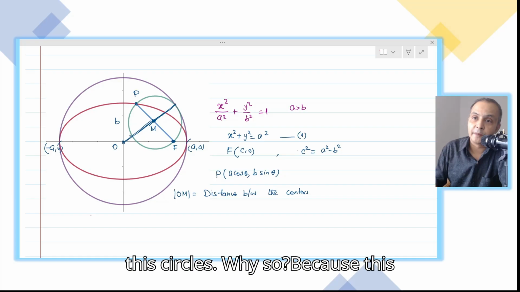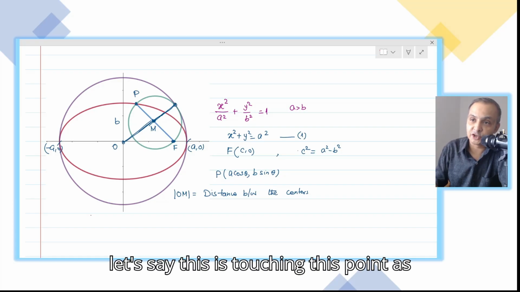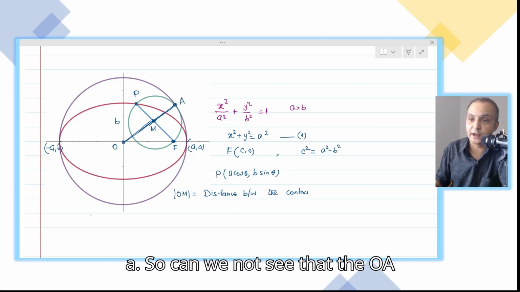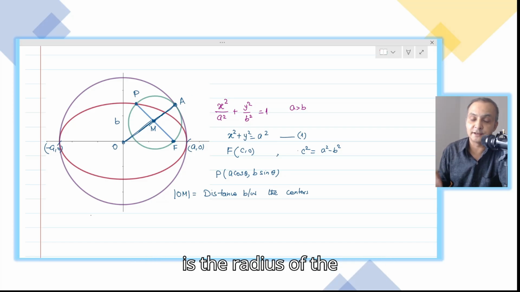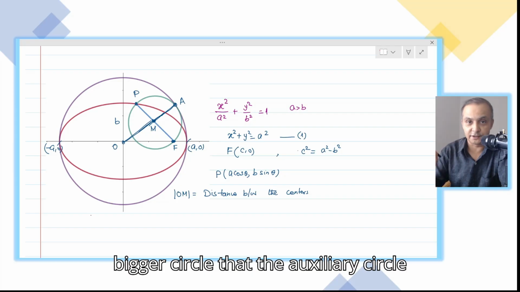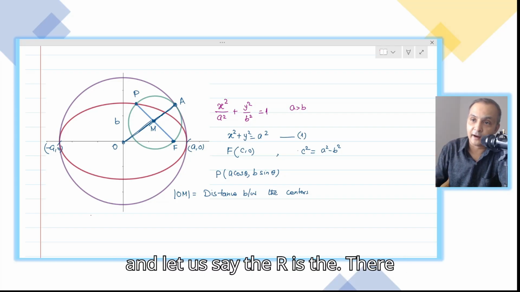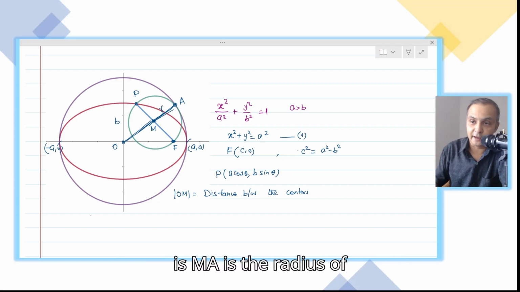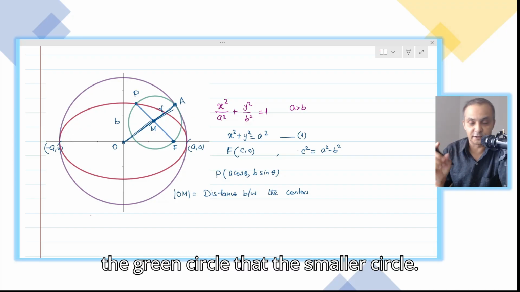Why so? Because let's say this is touching at this point A, so can we not see that OA is the radius of the bigger circle, the auxiliary circle, and MA is the radius of the green circle, the smaller circle.